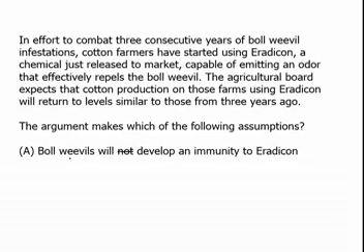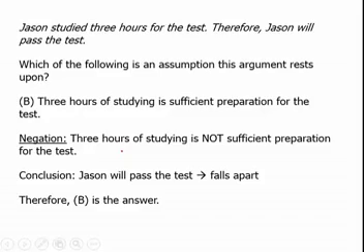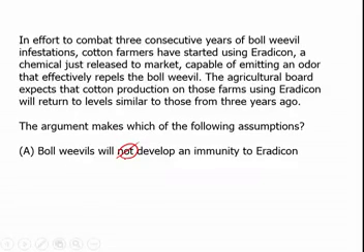But wait a second. I've negated answer choice A, and it says boll weevils are going to develop an immunity to Radicon. It's going to do nothing. They're going to keep infesting. There they come. Watch out for the cotton crops. So you can see, therefore, that this conclusion, this optimism on the part of the agricultural board completely falls apart. Therefore, because we said the opposite of A and the argument completely falls apart, A, going back to the without the not on there, boll weevils will not develop an immunity to Radicon, is an assumption.